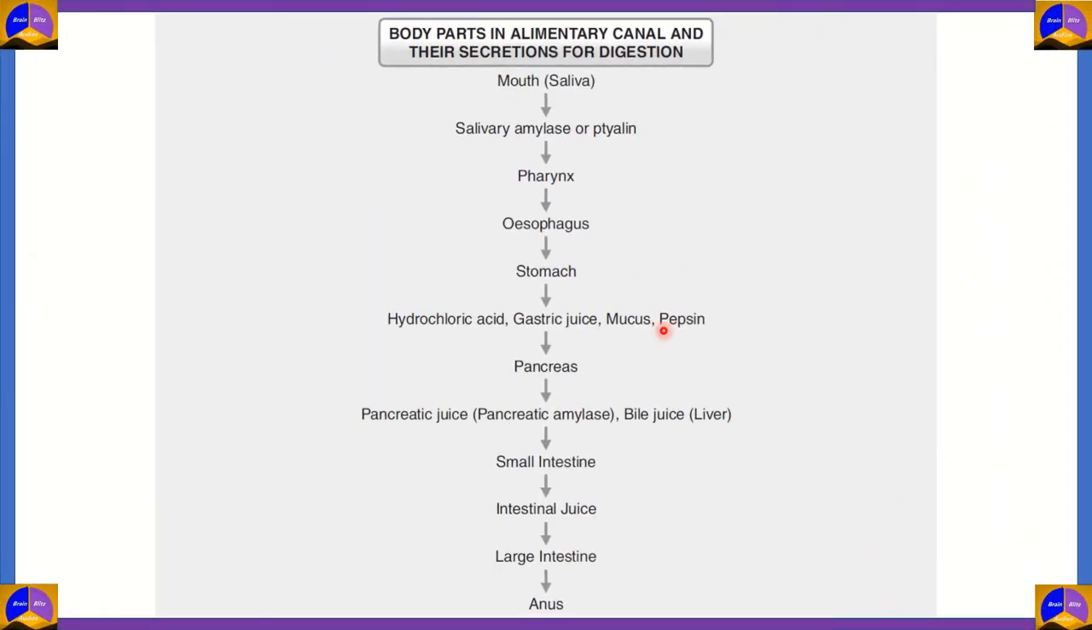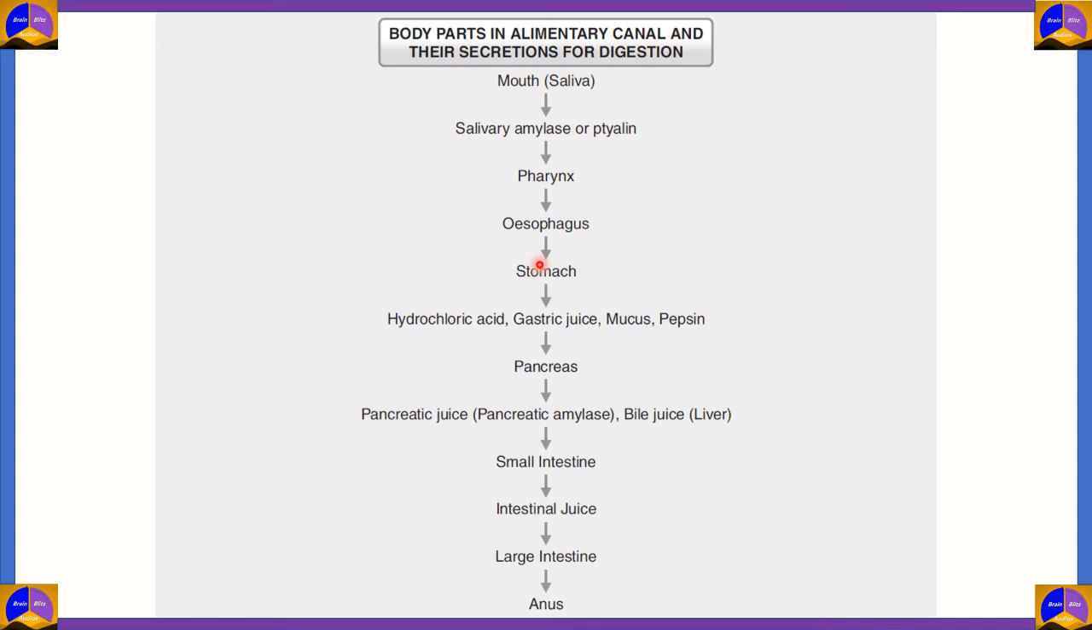Now let's look at the body parts in the alimentary canal. So again, the mouth secretes saliva, which contains salivary amylase, also known as ptyalin. The food along with the salivary amylase enters the pharynx, which is the common window, the common pipe, and from here it goes to the esophagus, which is the food pipe. From the esophagus, the mixture reaches the stomach. The stomach stores the food and also secretes its own contents like hydrochloric acid, gastric juice, mucus, as well as a digestive enzyme known as pepsin, which acts on proteins.